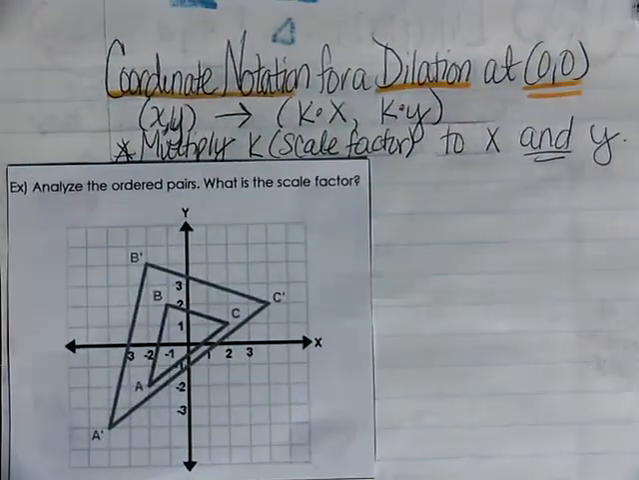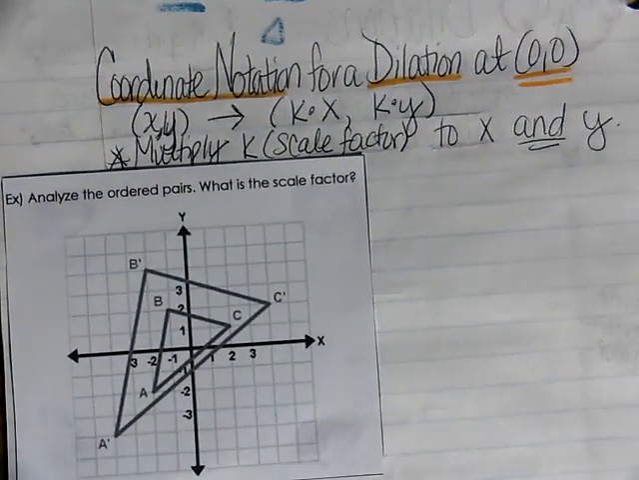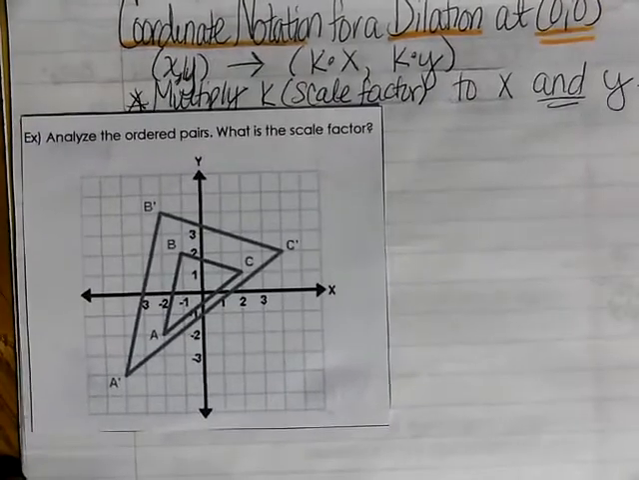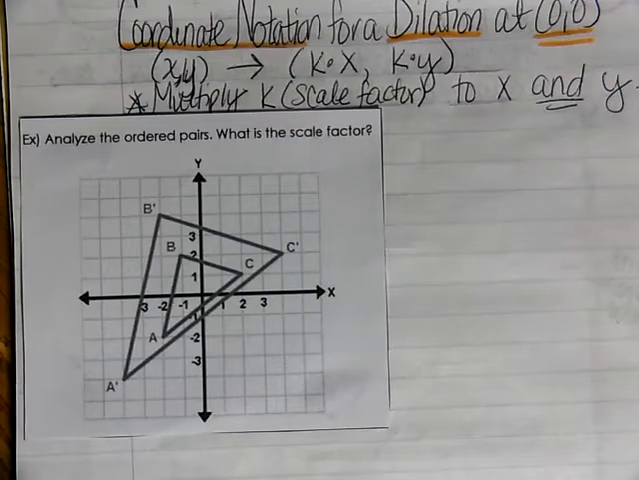So for this example, we want to analyze the ordered pairs and figure out what the scale factor is. Looking at our picture and our ordered pairs, we need to come up with our scale factor. We need to decide, is this an enlargement or is this a reduction? So what we want to look at is our symbols.